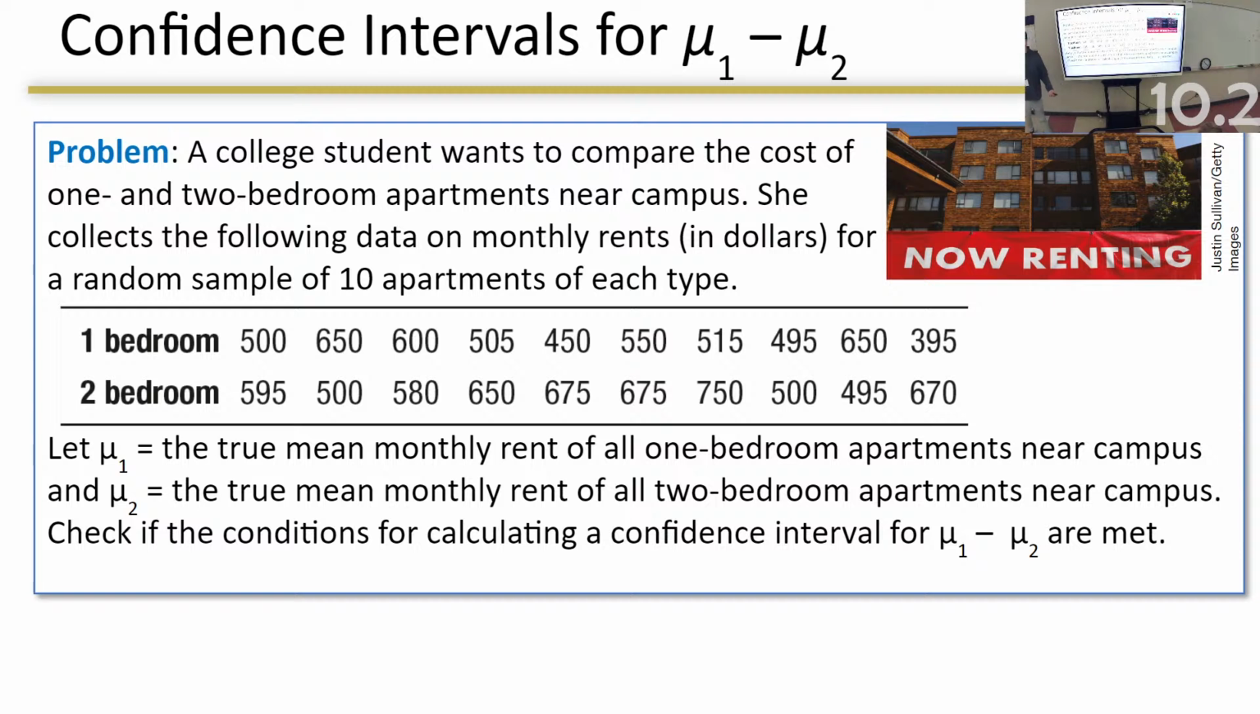Check to see if the conditions are met. She collects the following data on monthly rents for a random sample of 10 apartments of each type. I don't know how independent they are, but I'm guessing they're independent. A random sample of 10 apartments of each type. 2 independent random samples. I'm guessing they're both less than 10% of all apartments.